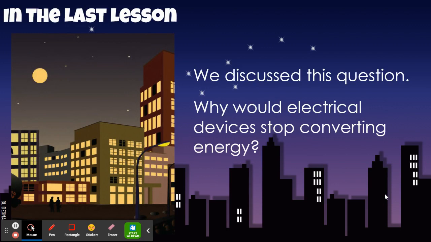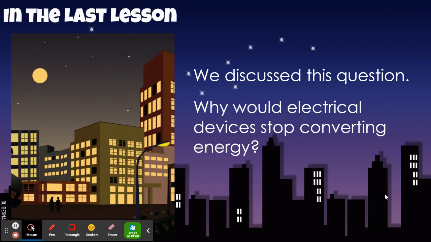Again, we are trying to figure out how the electrical system works. In our last lesson, we discussed this question: why would electrical devices stop converting energy? We did an experiment, if you remember, with water, and that water represented energy. We had 3 devices, which we used 3 cups for. And we tried to fill the 3 cups with the same amount of water. And if you remember, for a device to work, it had to be filled all the way.